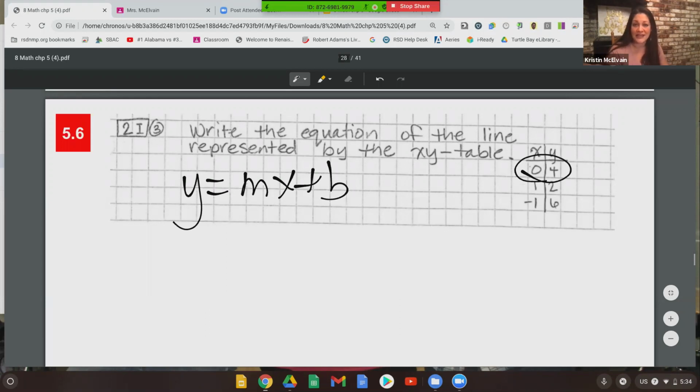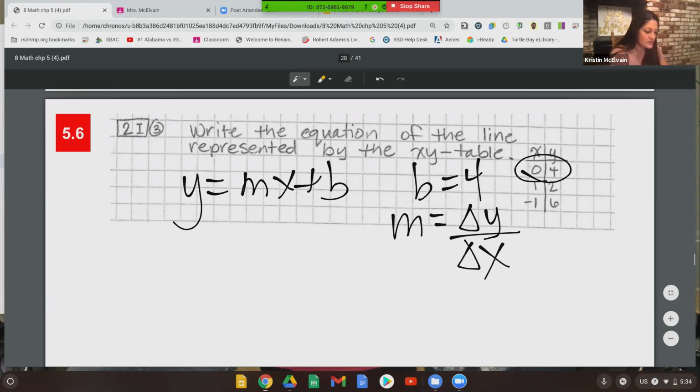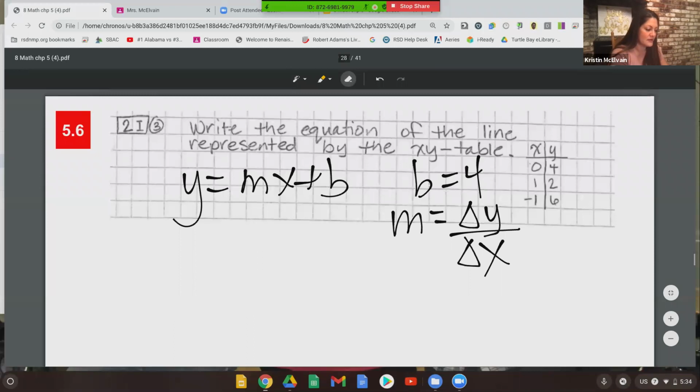Easiest thing to do is to find our b when x is 0. That is where our y-intercept is. That means y is b. So we already have b equals 4. Okay, so now m is our change in y over our change in x. So if we were to look at what we're given right here, we can go y minus y, which is 4 over x minus x.